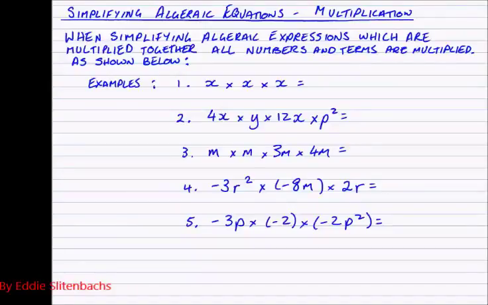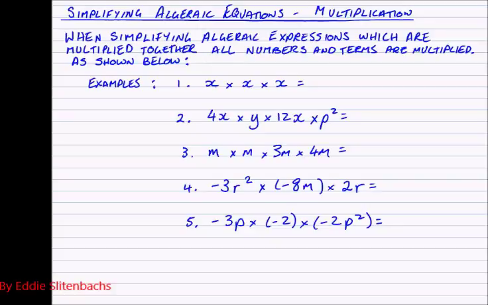This is the second podcast on simplifying algebraic equations or expressions, and we're going to look at simplifying when multiplication is involved. You may have done some indices before, so know some index laws, but if you haven't, then it doesn't really matter. When we're simplifying algebraic expressions which are multiplied together, all numbers and terms are multiplied.